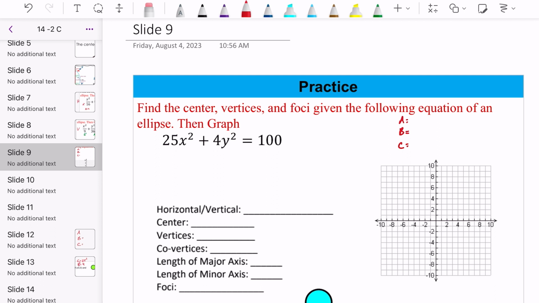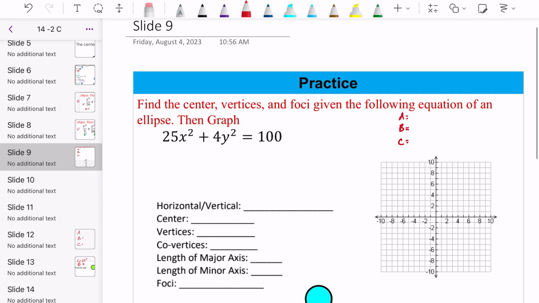So in this case, what we're going to want to do is divide by 100. 25 divided by 100 would leave us with x squared over 4 plus y squared over 25 is equal to 1. Here we can tell that our equation as a whole is going to be vertical, and the main reason for that is because the larger number is in that B slot.